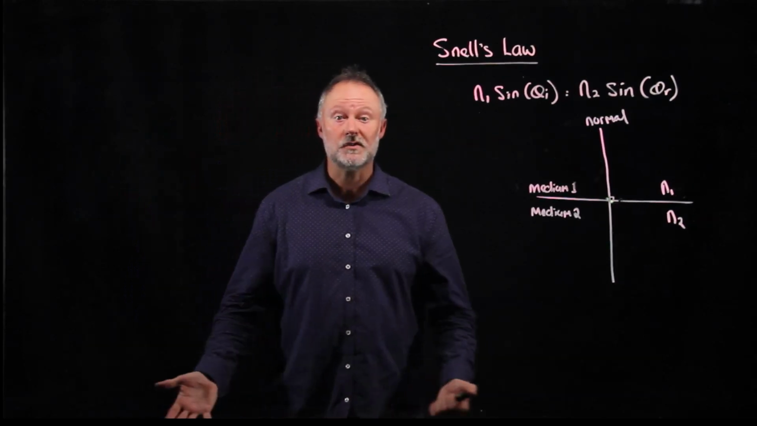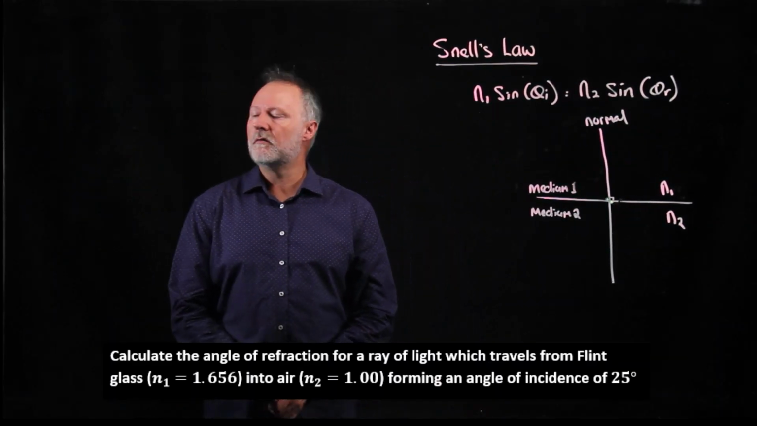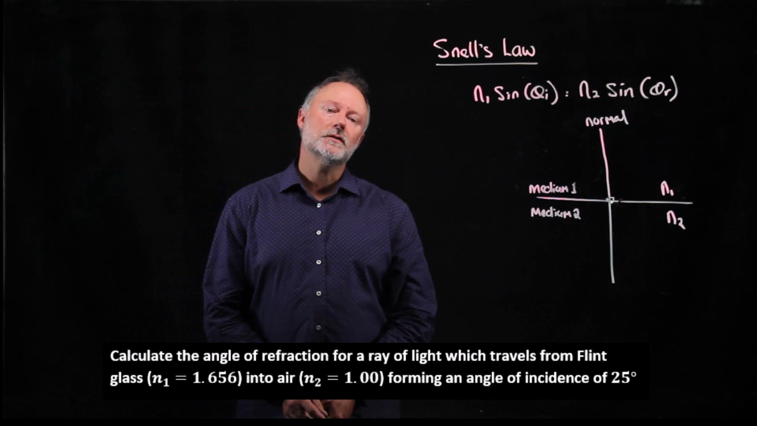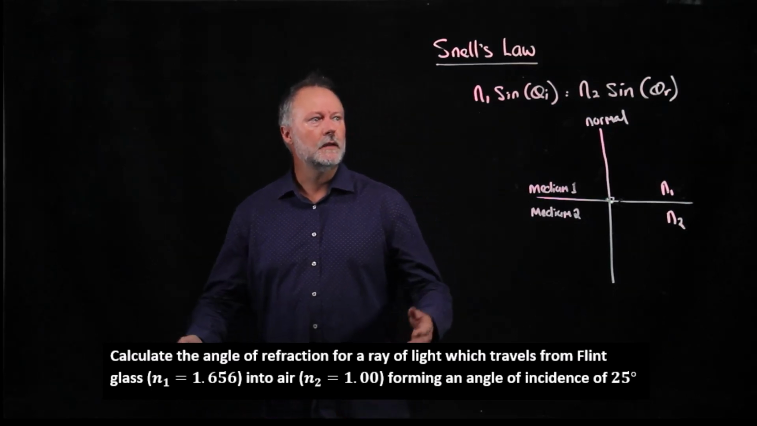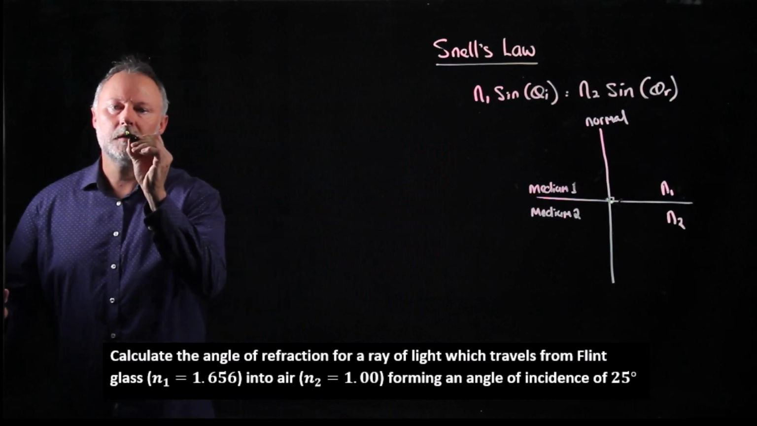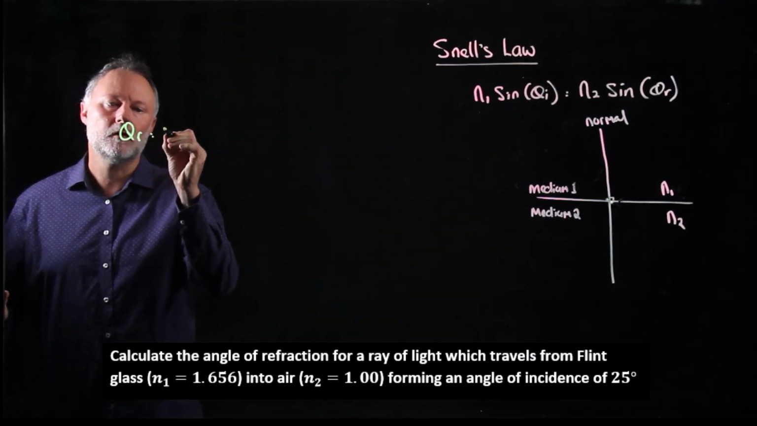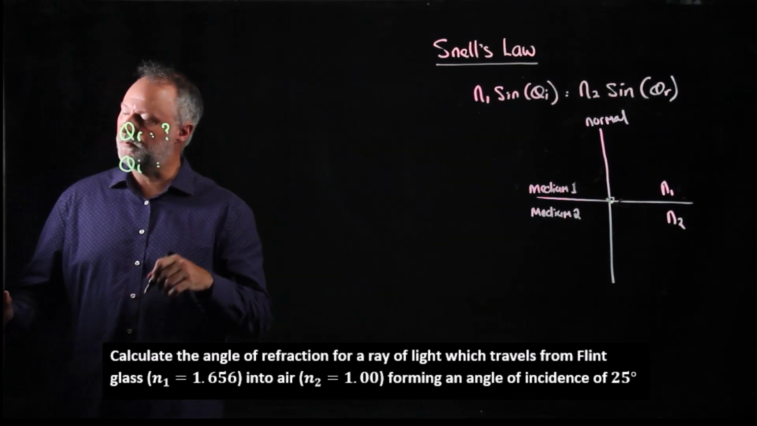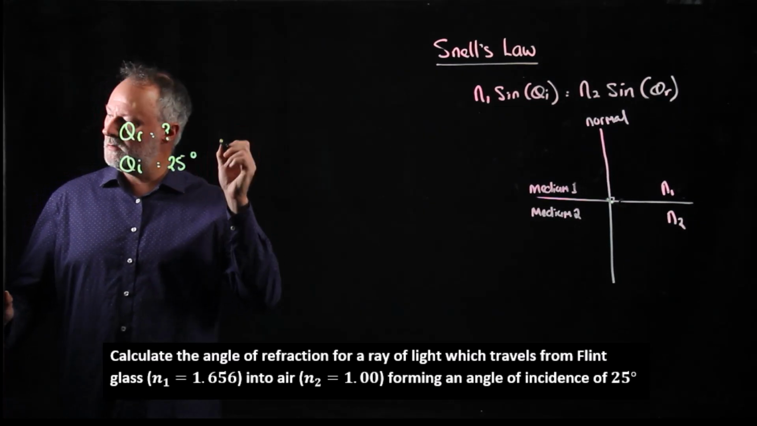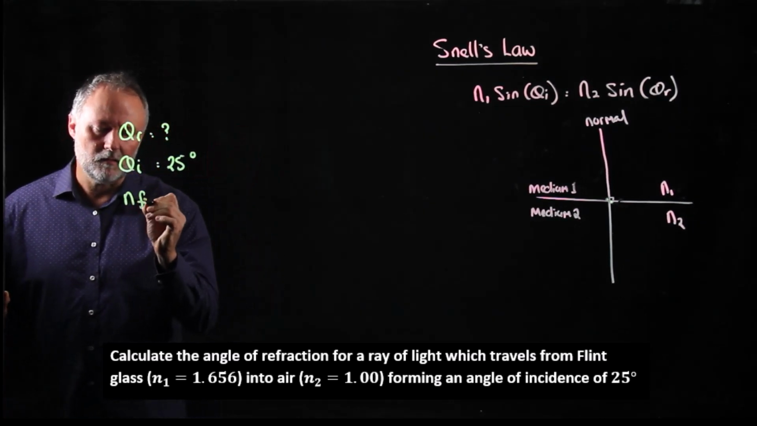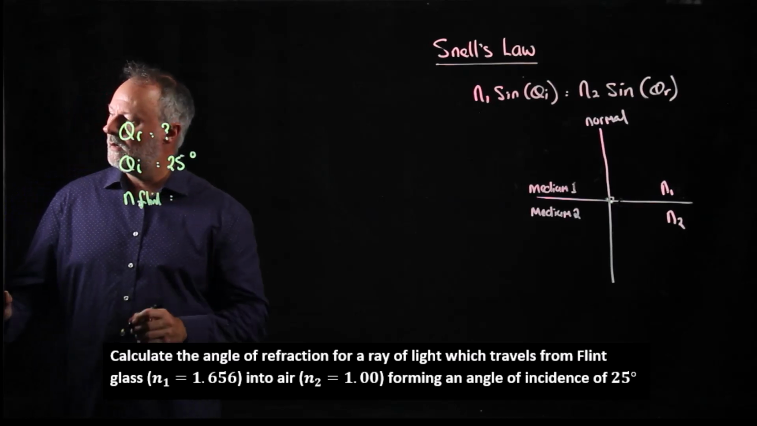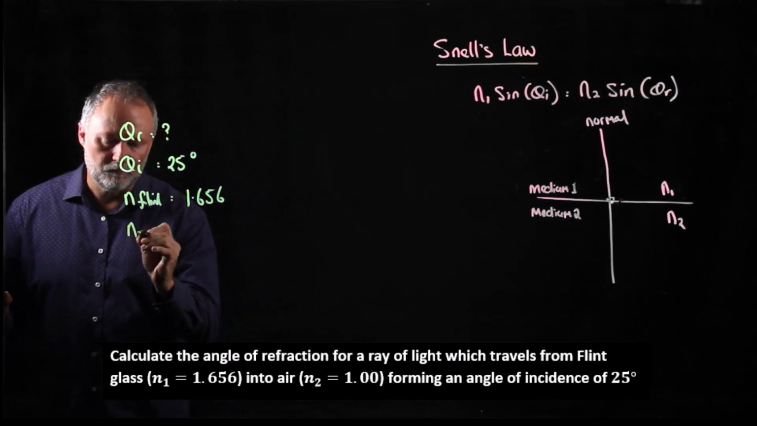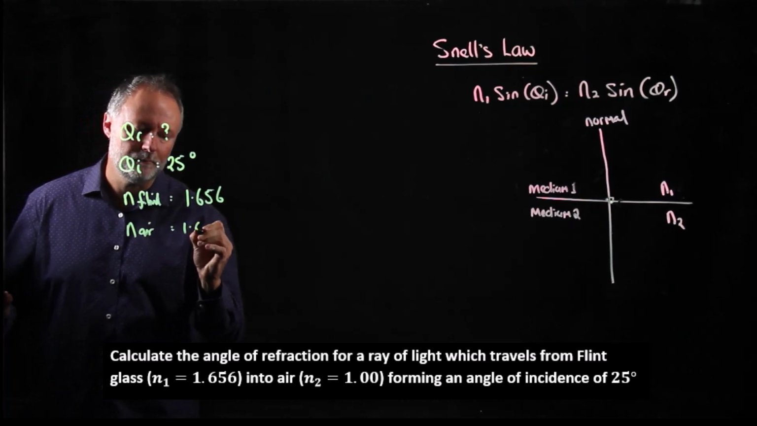Question 2 done. Example number 3. Calculate the angle of refraction for a ray of light which travels from flint glass into air, given it has an angle of incidence of 25 degrees. So again, we have our equation. Let's write down our variables. In this case, we're asked to calculate the angle of refraction. We're told that the angle of incidence of the incoming beam was 25 degrees. We're also told that the refractive index of the flint glass in this question was 1.656. And as well as that, we're given the refractive index of air, and we know that to be 1.0.